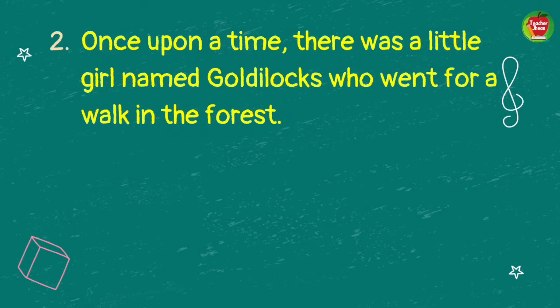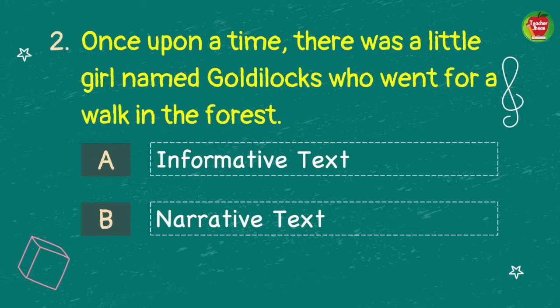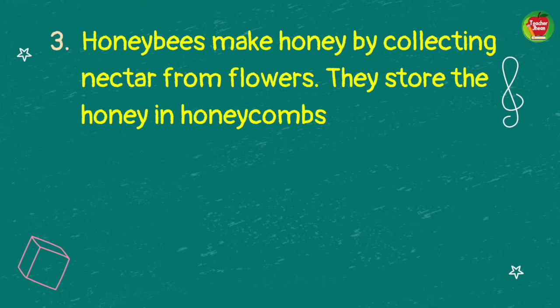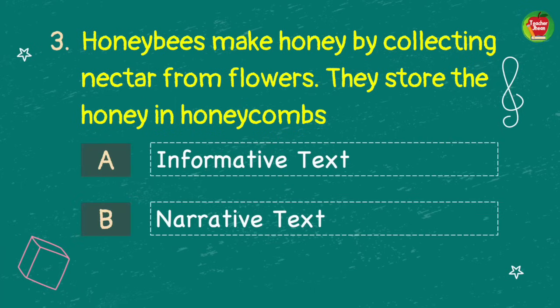Number 2. Once upon a time, there was a little girl named Goldilocks who went for a walk in the forest. A. Informative text. B. Narrative text. Number 3. Honeybees make honey by collecting nectar from flowers. They store the honey in honeycombs. A. Informative text. B. Narrative text.